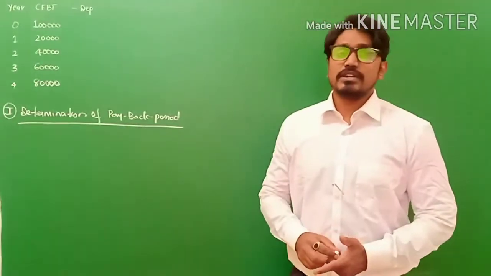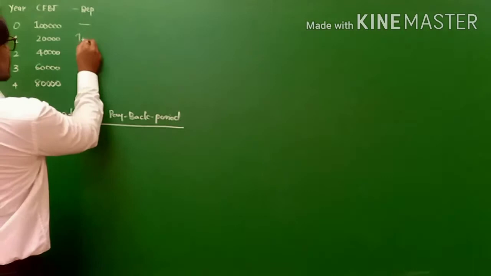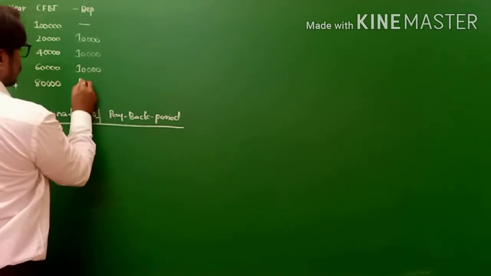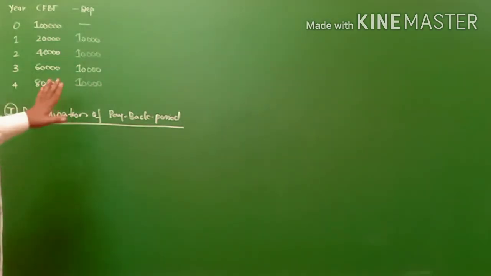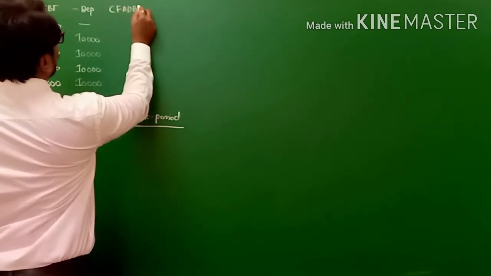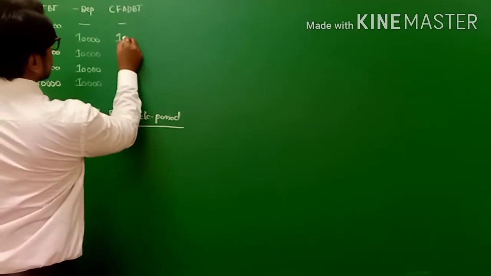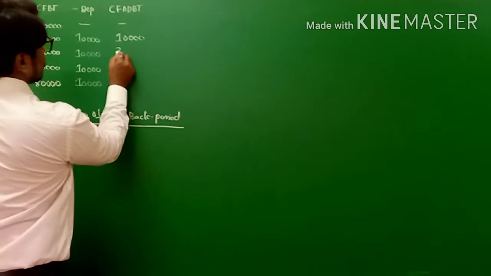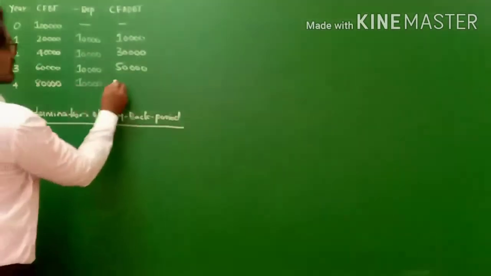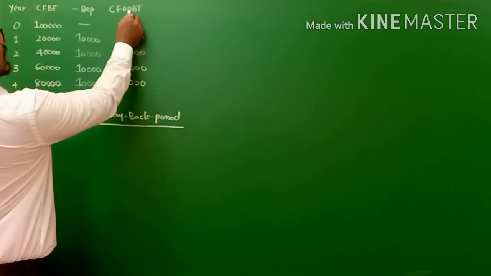This is the straight line method of depreciation. So I consider 10,000 rupees for all 4 years. The first year depreciation is 10,000. Second year also 10,000 because it is the straight line method, my friends. Now, what is this? Cash flow after depreciation but before tax. Now, 20,000 minus 10,000 is 10,000. 40,000 minus 10,000 is 30,000. 60,000 minus 10,000 is 50,000. 80,000 minus 10,000 is 70,000. So these figures are nothing but cash flow after depreciation but before tax.